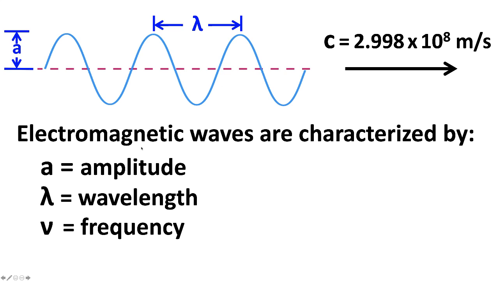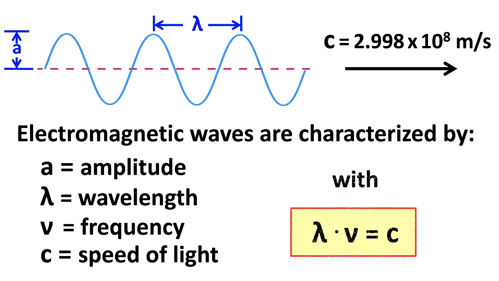And then they travel at a particular speed, and electromagnetic radiation travels at the speed of light, and the speed of light is 2.998 times 10 to the 8th meters per second in a vacuum, and it's symbolized by the letter C. Now, these quantities are related to each other, and specifically the wavelength times the frequency of a given type of electromagnetic radiation equals the speed of light. So lambda times nu equals C is a generally true relationship for electromagnetic radiation.